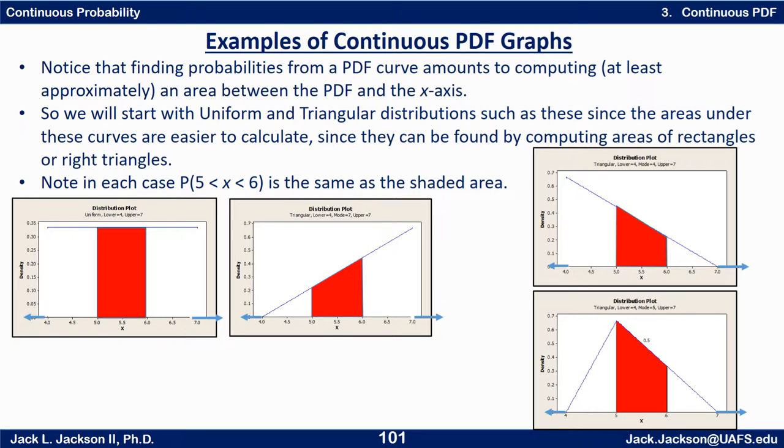Okay, so in each one of these cases, again, the area shaded is the area between 5 and 6 on the x-axis, and it's under the PDF curve. So in each case, this red shaded area is the probability that x is between 5 and 6.